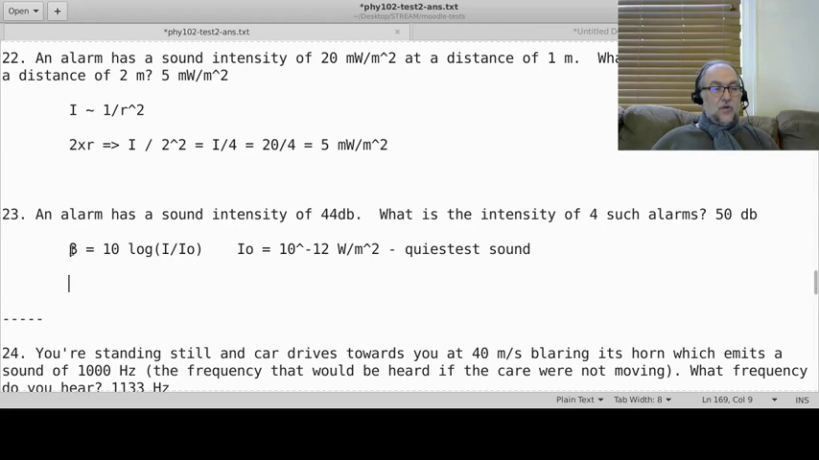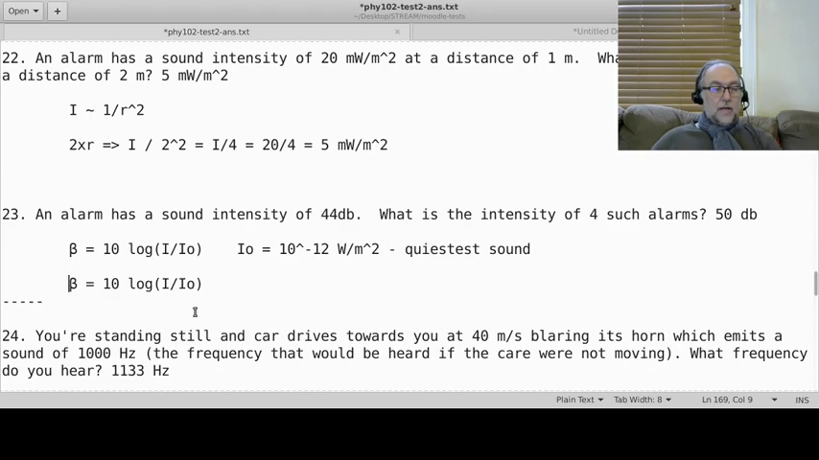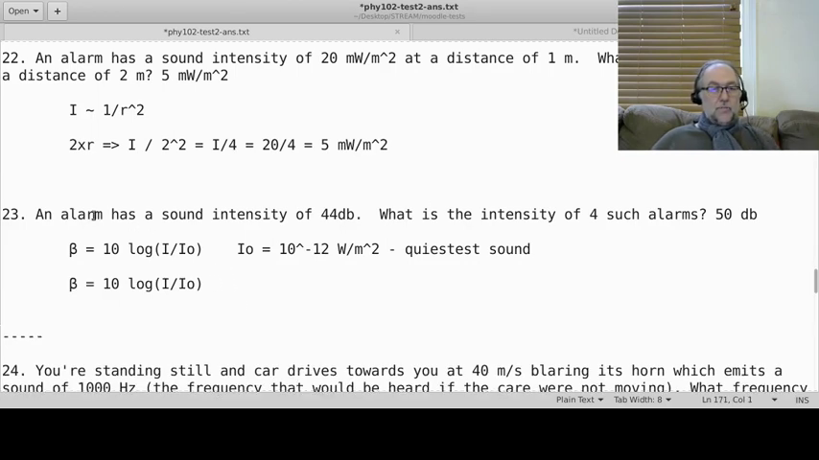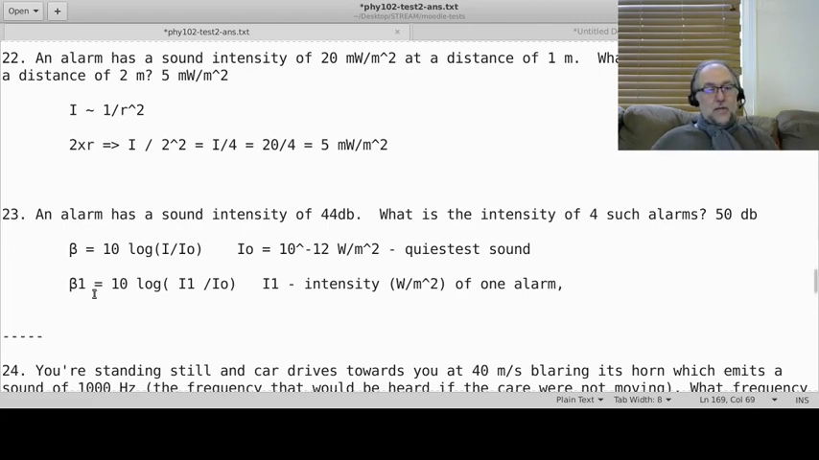So now we could take this equation and say, if this is true for one alarm, let's say beta 1 is equal to the expression with I1. Let me isolate that. What's I1? I1 is the intensity in watts per meter squared of one alarm. And beta 1 is the intensity of one alarm in decibels, and I gave you that. It's 44 decibels.